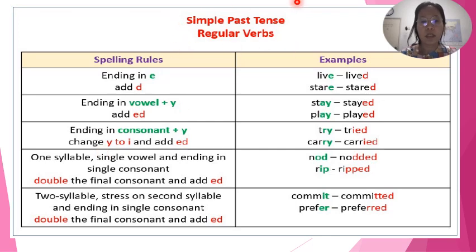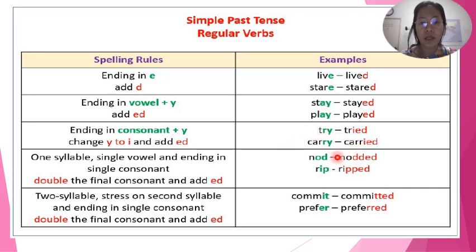Okay, so first, let's look at the spelling rules for simple past tense. For verbs ending in E, we add D. Live, lived. Leave, left. For verbs ending in vowel plus Y, we add ed. Stay, stayed. Play, played. For verbs ending in consonant plus Y, change Y to I and add ed.